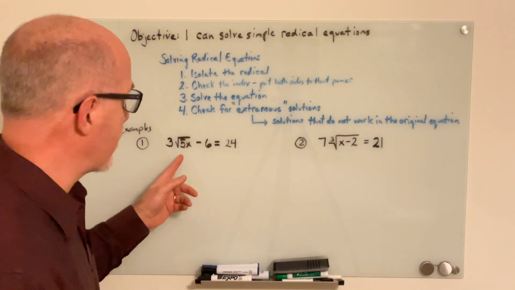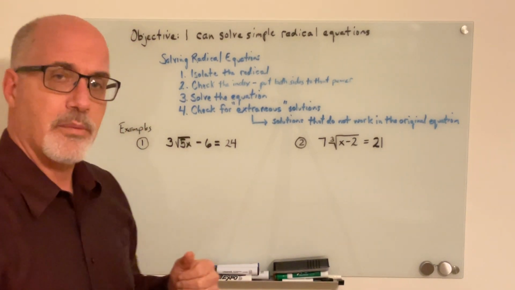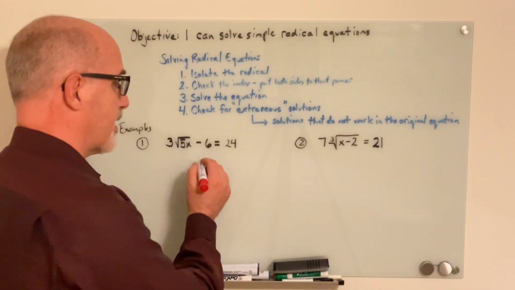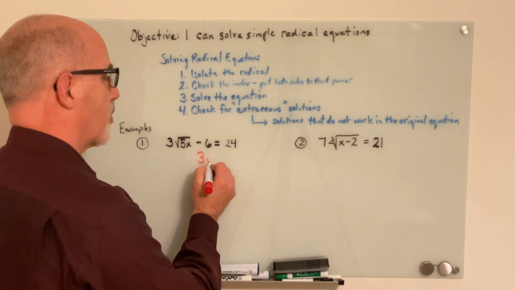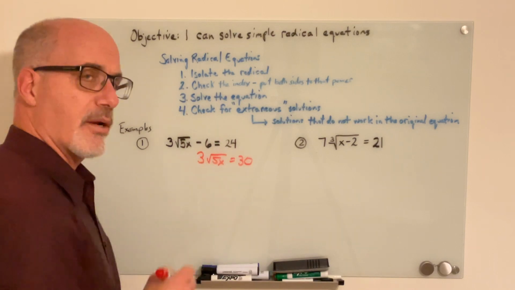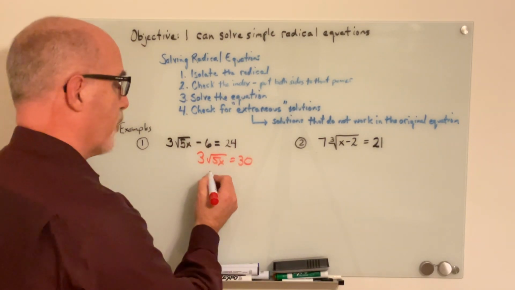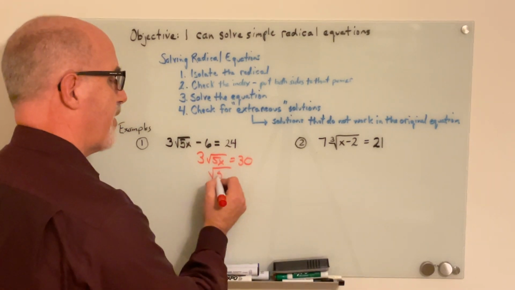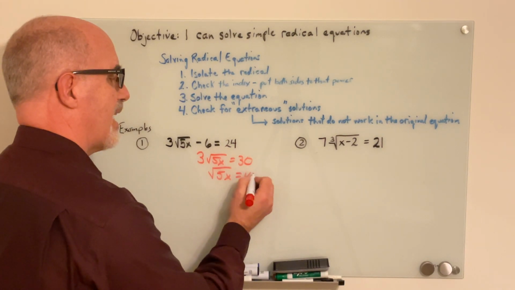So let's start with this first one. We're going to get that radical by itself, isolate it, by adding 6 to both sides. So you have 3 square root of 5x equals 30. Now I'm going to get rid of the 3 and divide both sides by 3. So the square root of 5x is equal to 10.